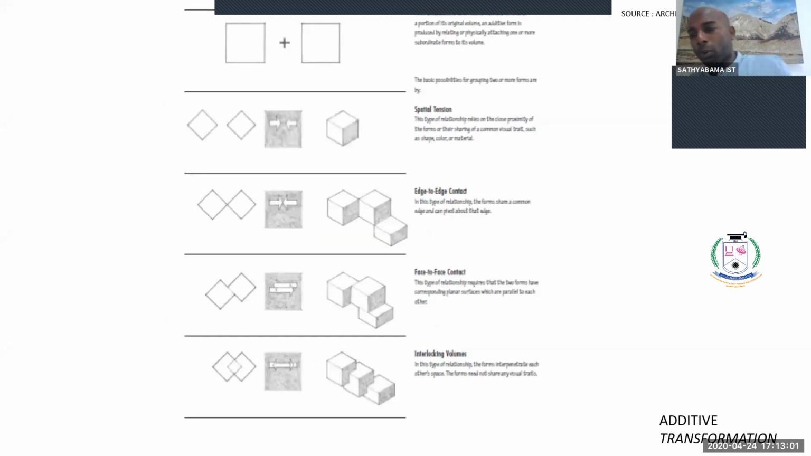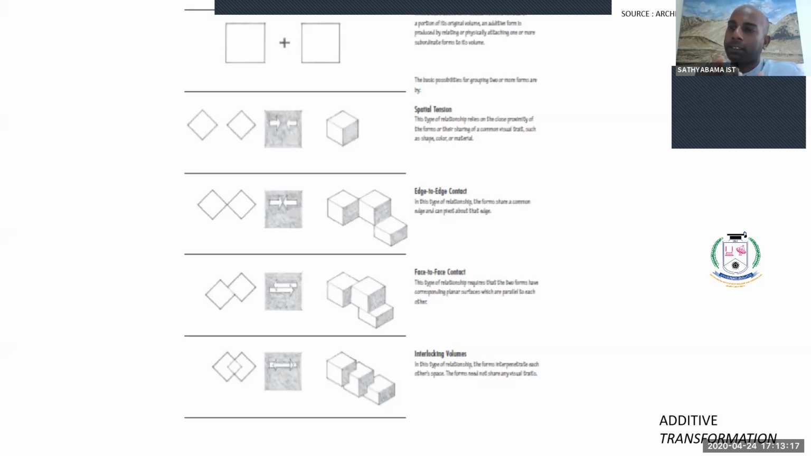Now we're going to move on to the more exhaustive one, which is additive, right? So additive, as you can see in the first diagram, is about bringing things together. Now, obviously, when you bring things together, right, there are many ways in which that relationship of together can be created.